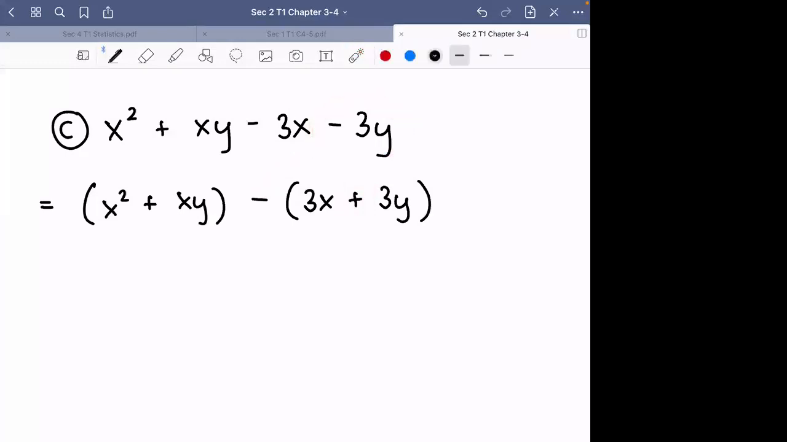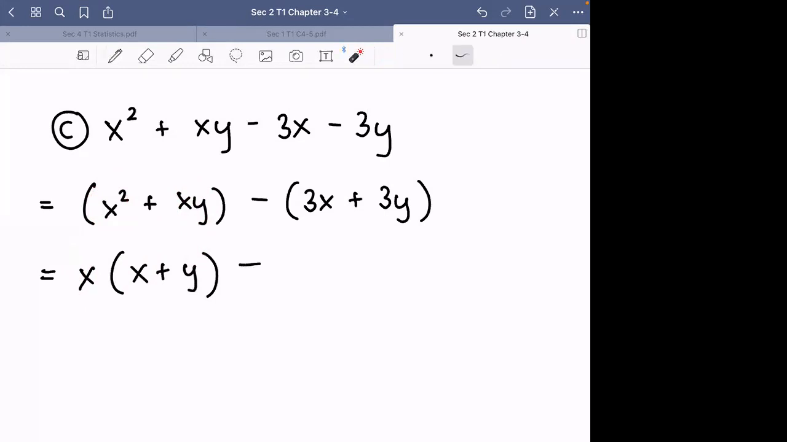Okay, so let's continue now. Looking at the first group, what's your common factor here? x, right? So just x. Since we have x and x squared, we always use the one with the lowest index. So what is your answer? x squared divided by x is x. xy divided by x is y. So it's simply x plus y.